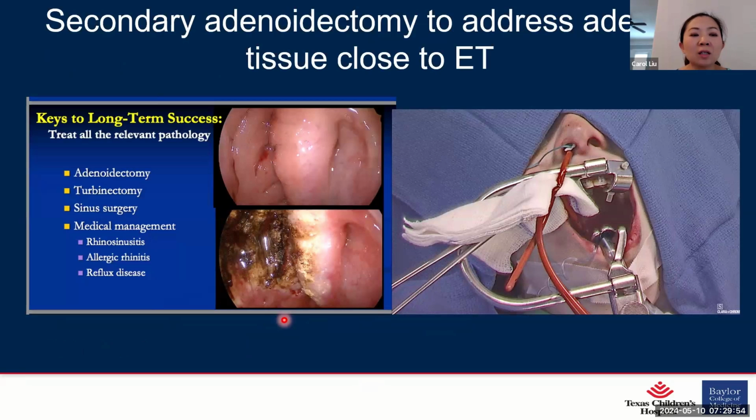So what are the adjuvant procedures that you can perform to help with the symptoms, including adenoid removal? Turbinate reduction, however you want to do it: coblation, submucosal reduction, or fracture. You can, in theory, combine it with sinus surgery, such as sinus balloonplasty or a maxillary antrostomy.